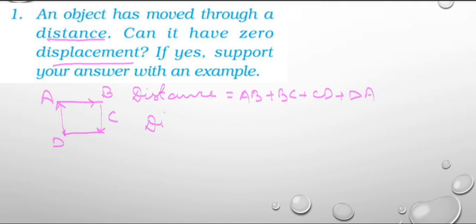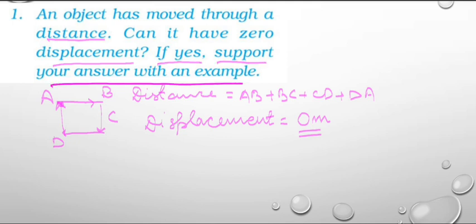But here, students, the displacement will be, according to the definition, the shortest distance between the initial and the final position. The object started from A, which is the initial position, and the object comes to rest at point A, so it became the final position as well. So, the distance between the initial point and the final point is 0. Therefore, the displacement is 0 over here. If yes, support your answer with an example.